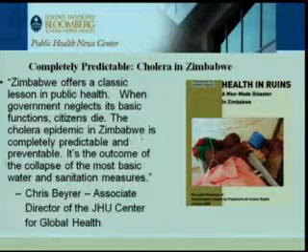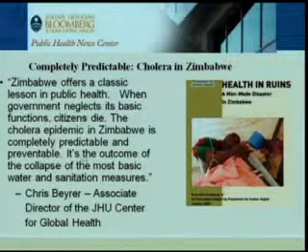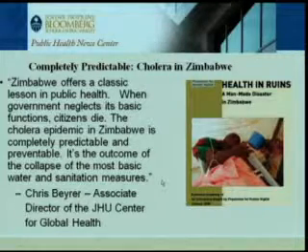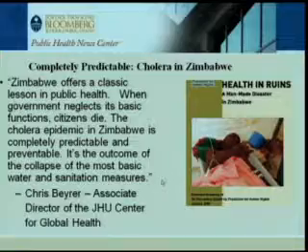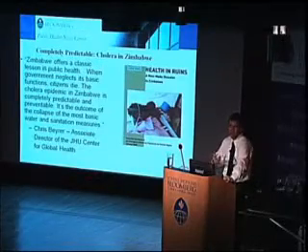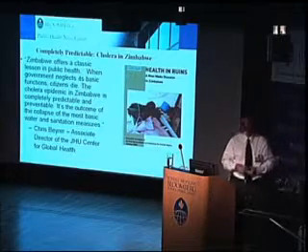The cholera epidemic in Zimbabwe was completely predictable and preventable. It's the outcome of a collapse of the most basic water and sanitation measures. It had a dictator, a leader that actually shut down the system, and it killed his own people, his own population there, by destroying this water infrastructure.